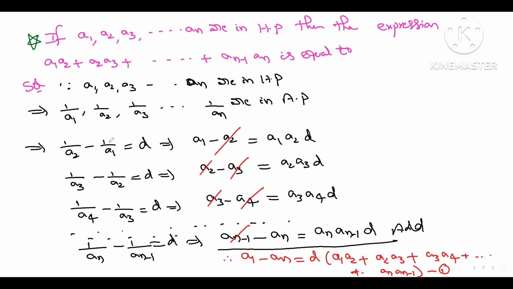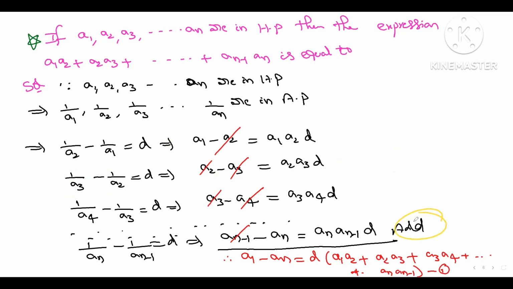In arithmetic progression, the common difference is equal. So 1 by A2 minus 1 by A1 is equal to, so 1 by A3 minus 1 by A2 is equal to, like that, 1 by An minus 1 by An minus 1 is equal to D. Okay, now what is the LCM first here? A2 A1 LCM. So A1 minus A2 is equal to D times A1 A2. Similarly, remaining here LCM is A2 A3. After taking LCM, what we get here? A2 minus A3 is equal to D times A2 A3. So remaining all are the same.